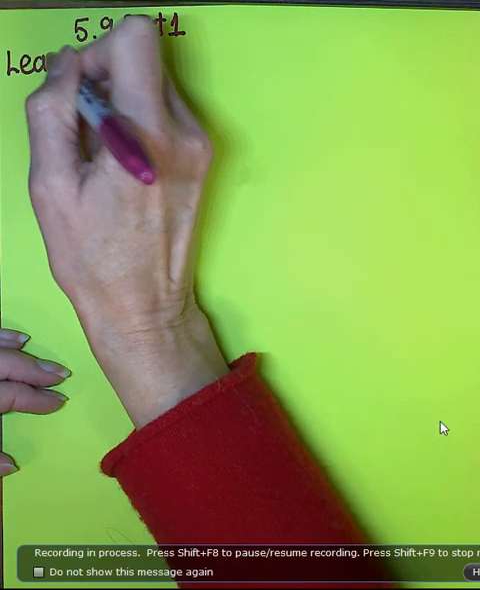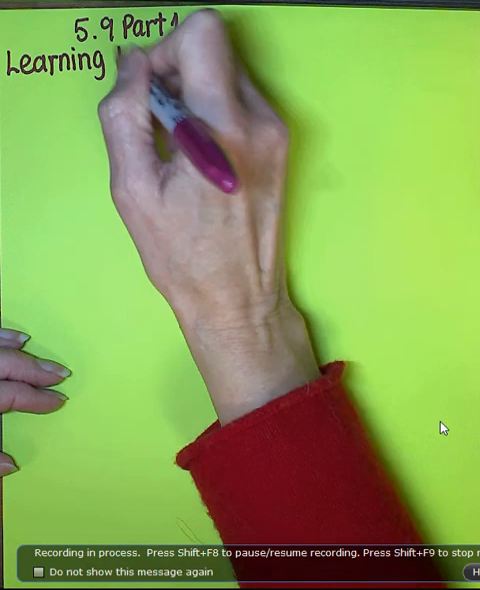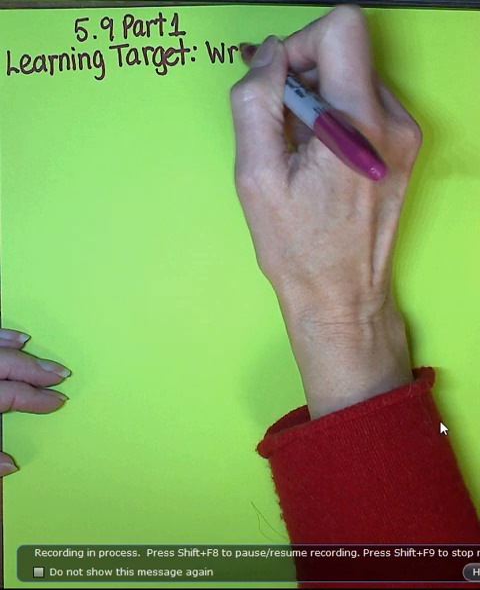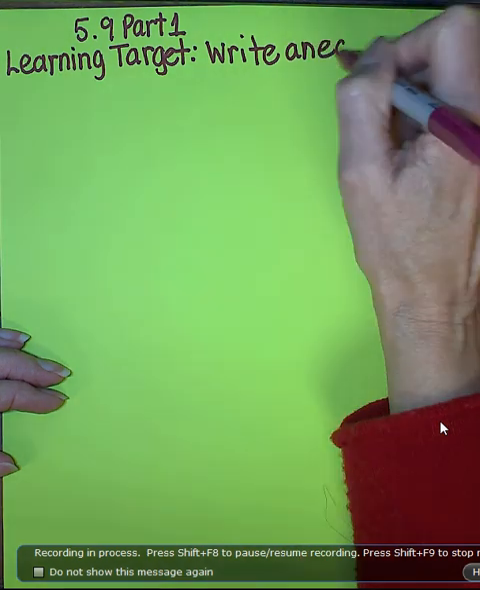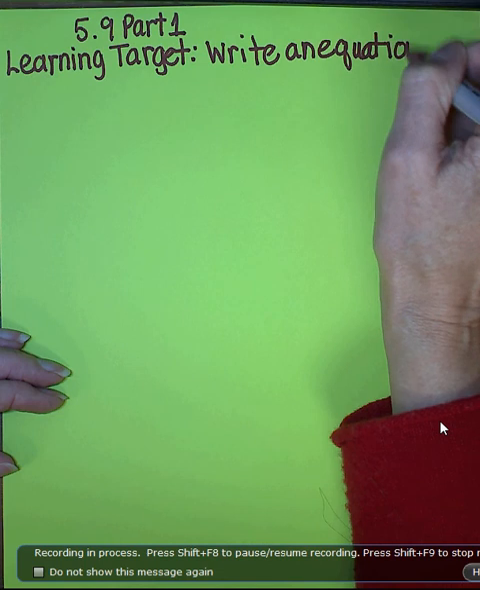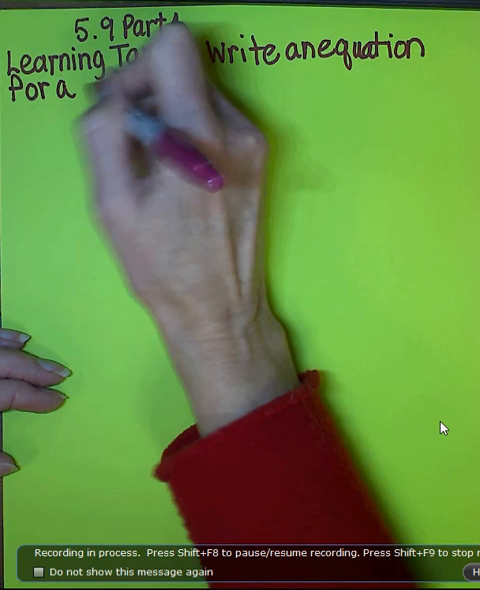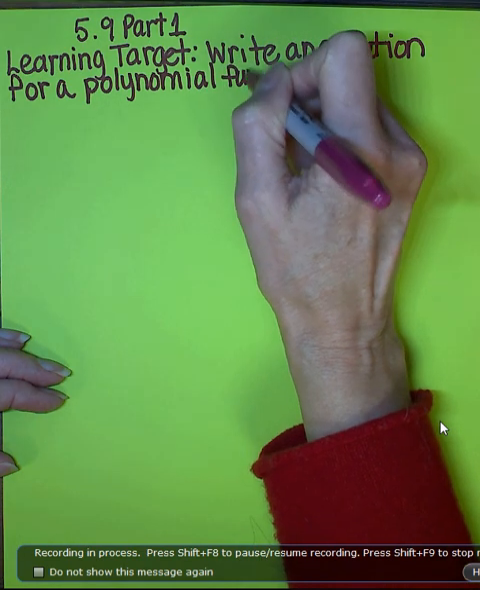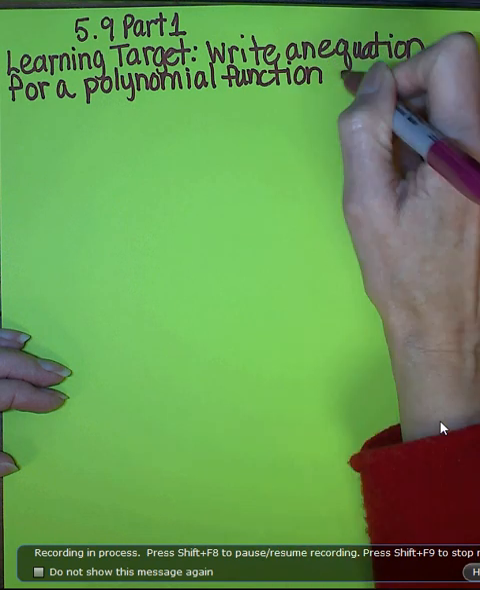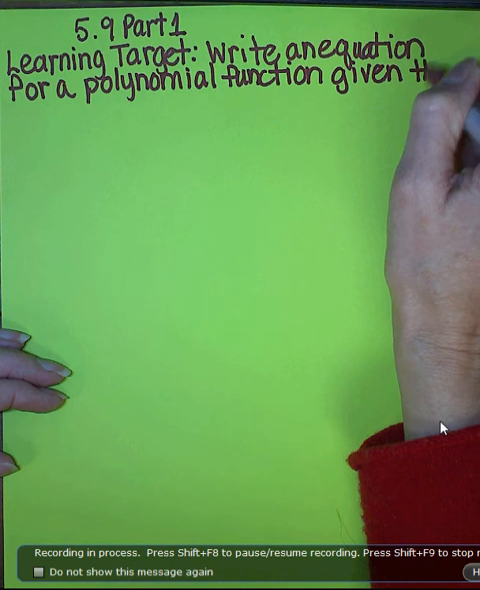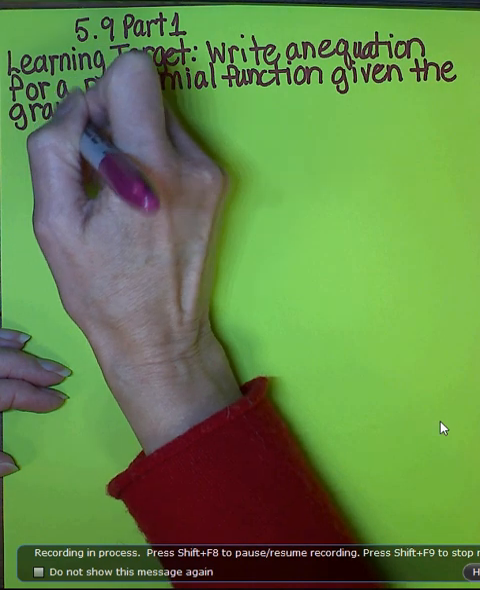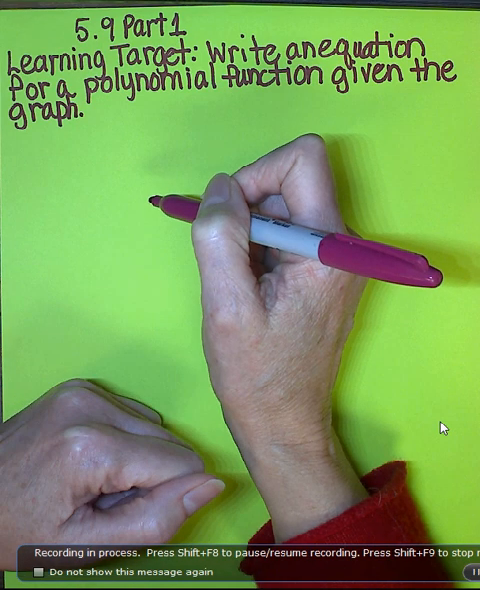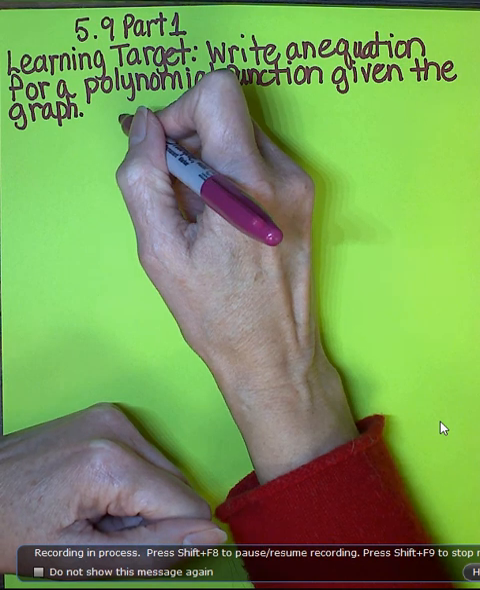Our learning target for part 1 is to write an equation for a polynomial function given the graph. This is a very important topic, and you will see a problem like this on your Chapter 5 test. So we're going to have to draw a picture of the graph first.